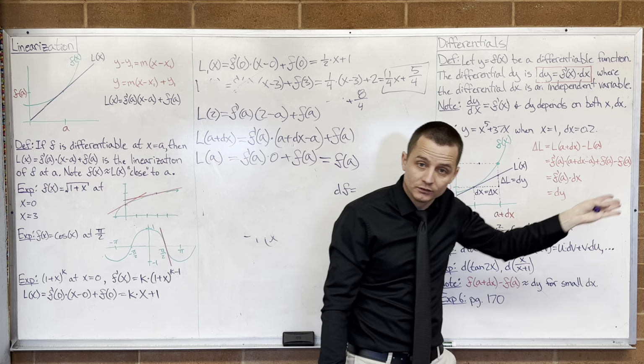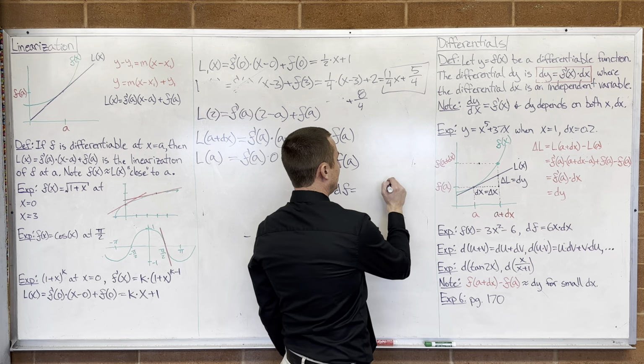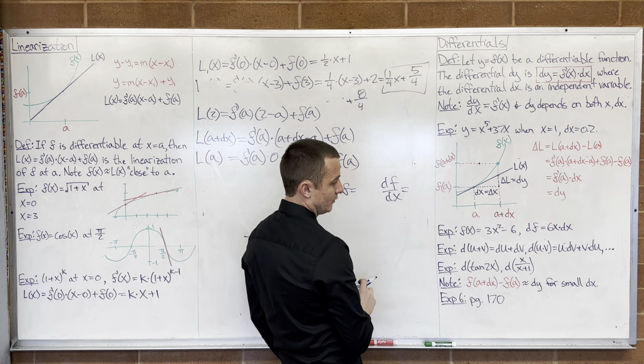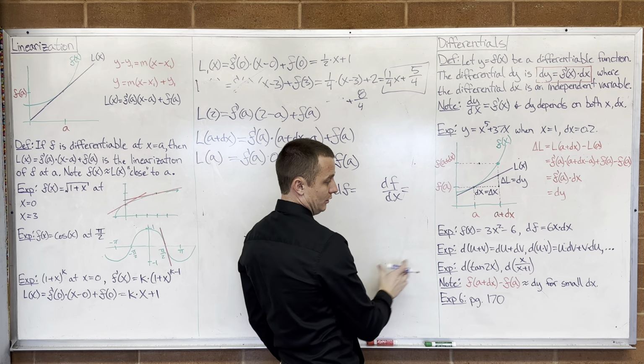Okay. Look, always and forever you can check yourself, because what is df/dx equal to? 6x. So df had better be 6x times dx, because that quotient had better give you the derivative. Oh, gotcha. Okay.